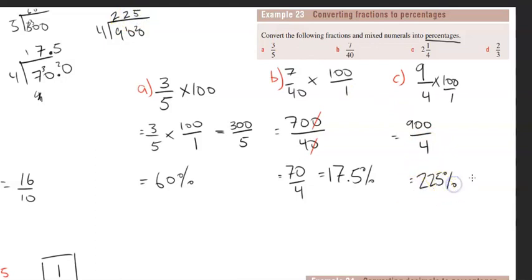225%. Now if you look at this and you think, hey, why is this over 100%? That's because there's this 2 at the front. As soon as it hits 1, it's 100%. 2, it's 200%. And 2 and 1/4, well, that's 225%.